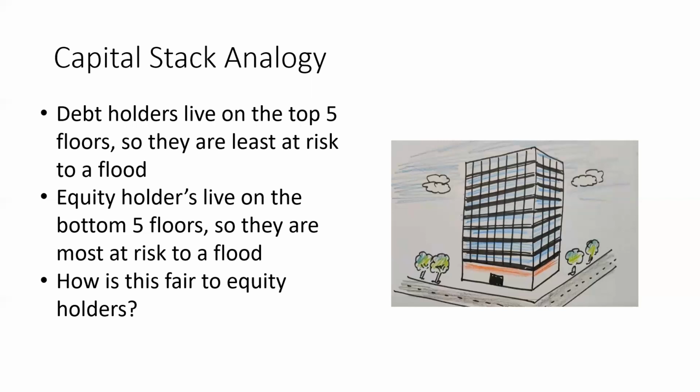So debt holders live on the top 5 floors because this is a hurricane prone area. Debt holders don't want to be at the bottom because if there's a flood, the people on the bottom floors are going to be the first to get flooded. This isn't great. So debt holders, since they incur the least amount of risk, are going to want to be at the top. On the other hand, equity holders are going to live on the bottom 5 floors. So they are at more risk for the flood.